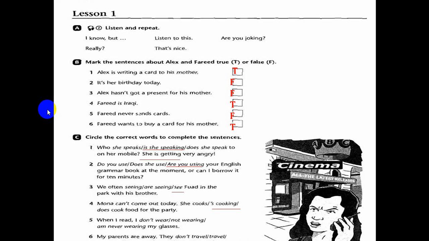Do you use? Does she use? Are you using your English grammar book at the moment? Or can I borrow it for 10 minutes? Here also I use present continuous. Are you using your English grammar book at the moment? Because we have "at the moment", and we said this phrase is a clue for the present continuous, so we use the present continuous: are you using.